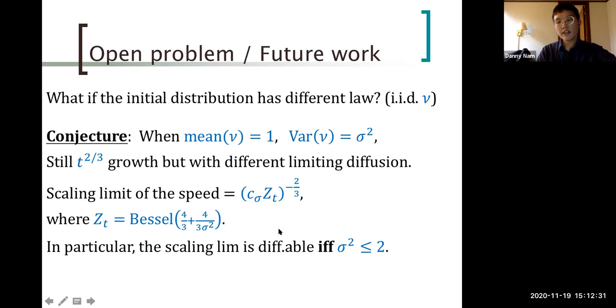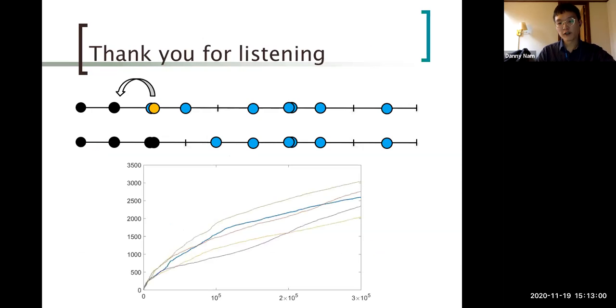One interesting thing I want to mention here is that the Bessel process with dimension less than 2 is recurrent, meaning that our speed will be hitting infinity infinitely often. So we expect to see a non-differentiable scaling limit when the dimension is below 2. So yeah, I think that's an interesting phenomenon to expect from this model. And yeah, thank you for listening, and I'm going to stop here.